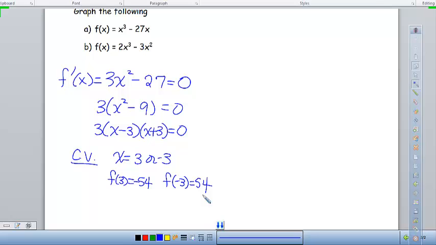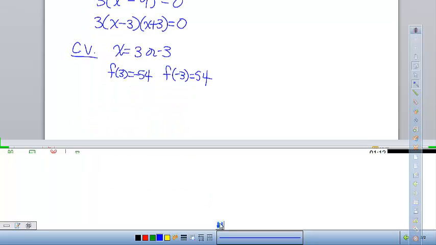Okay, we need to know if these 2 points are max or min. So we're going to look at the what? The easiest thing to do is to look at the second derivative, okay, which is not 9, but 6x. Very good. So f double prime of 3 gives us 18, or it's positive. Okay, so we know we're going to have what?